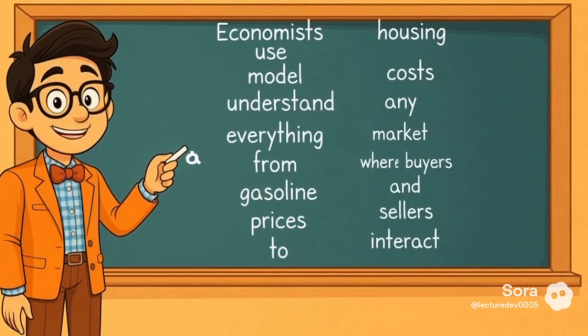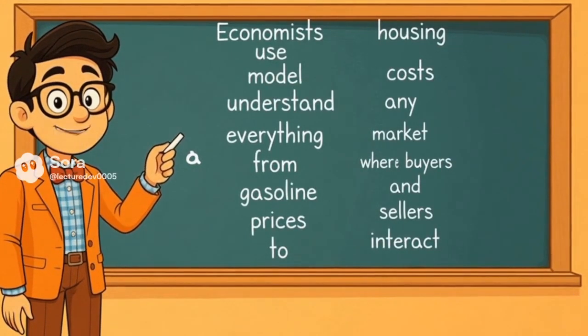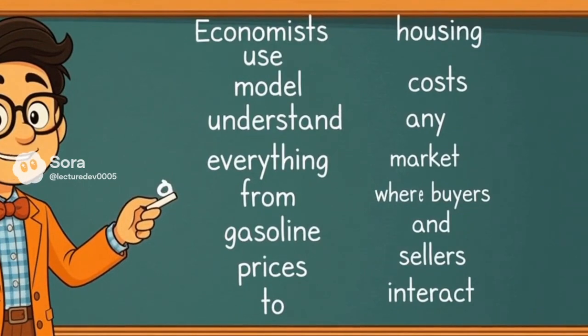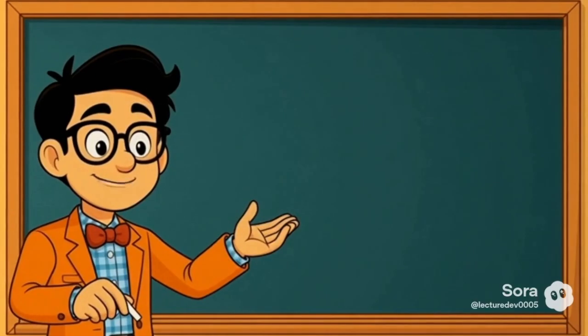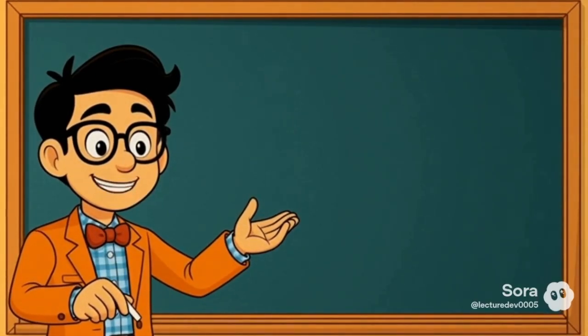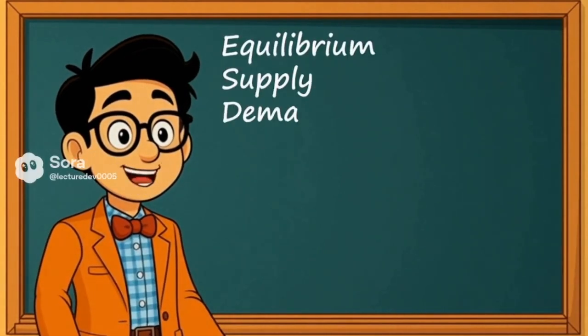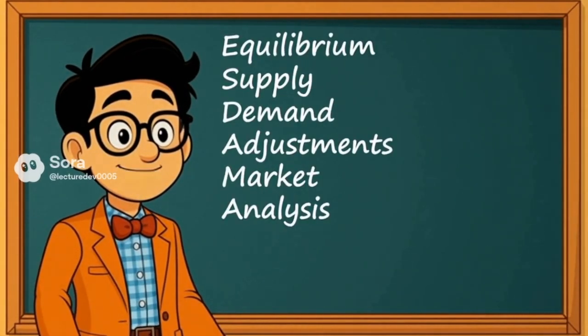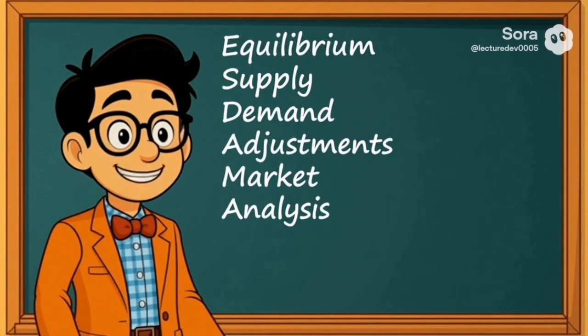Economists use this model to understand everything from gasoline prices to housing costs, any market where buyers and sellers interact. Remember, equilibrium is where supply equals demand, and any change in those forces sets off a predictable chain of adjustments. That's the foundation of market analysis in microeconomics.